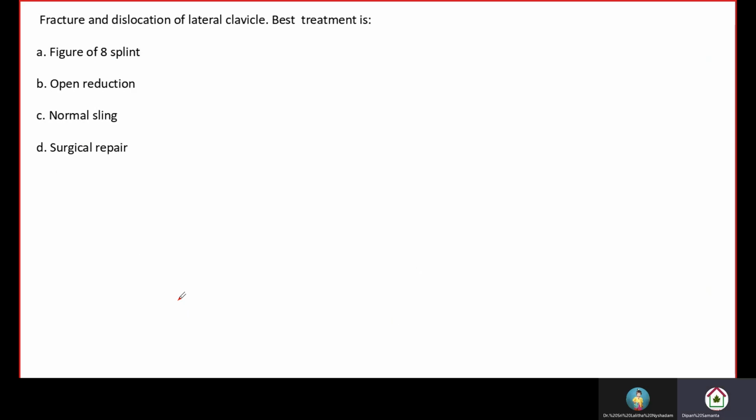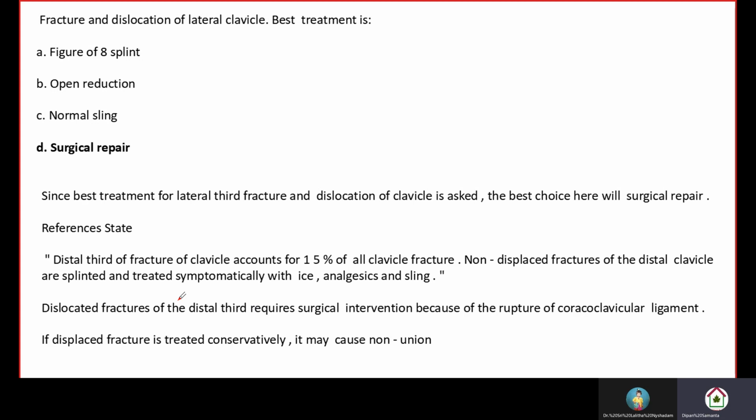Okay, next question. Fracture and dislocation of lateral clavicle. The best treatment is: figure of 8 splint, open reduction, normal sling, surgical repair. Now this question can come in case form, but here it is a little bit direct question. Lateral clavicle is fractured and dislocated. So the best treatment, the answer will be surgical repair.